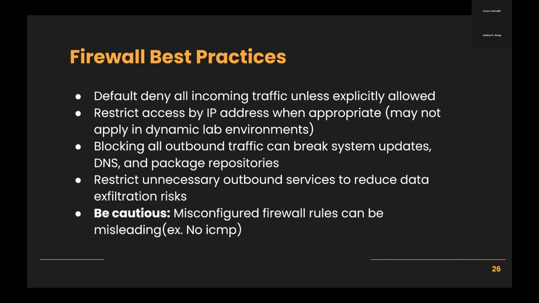And just be cautious when you're setting your firewall rules, right? Misconfigured firewall rules can be misleading. For example, if you do block all outbound traffic, and then you try to ping, let's say 8.8.8.8, which is Google's public DNS server, you're like, why can I not ping it? It seems like you don't have internet connection, but the reason is you're blocking all outbound traffic, which includes ICMP packets, right? So do be careful when you're setting up your firewall rules.